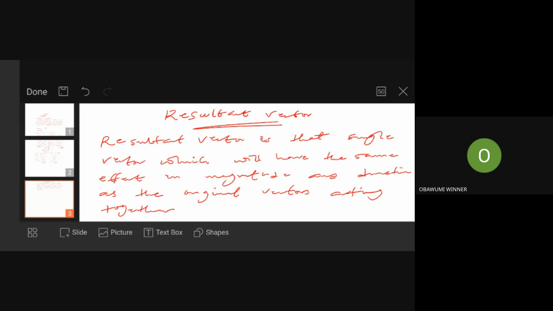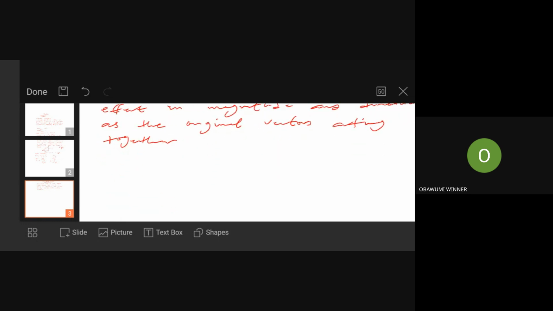Now, in finding resultant vector, basically, there are two methods you must know, and I only teach one because many times, the way the questions come is that you'll be asked to use this method, or you might not even be asked to use any method. You've just been given a question and you're asked to solve. All right. So have it in mind. There are two methods of finding the resultant of two vectors. One of them is called the parallelogram method.